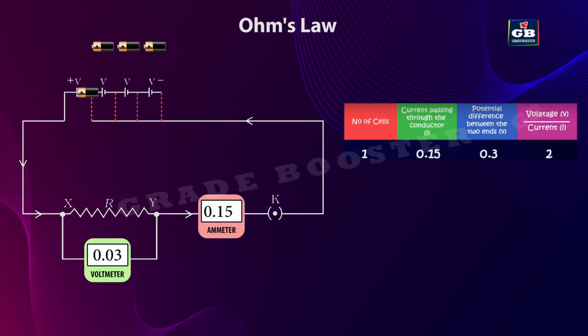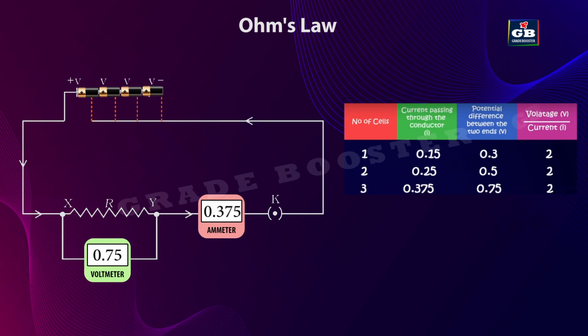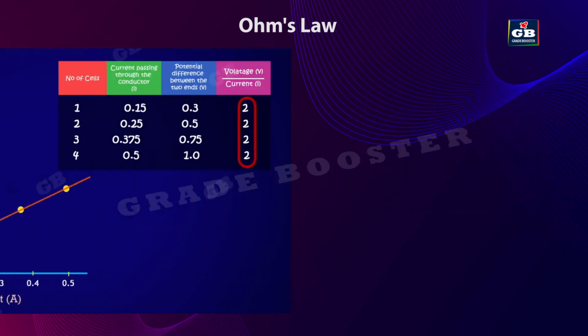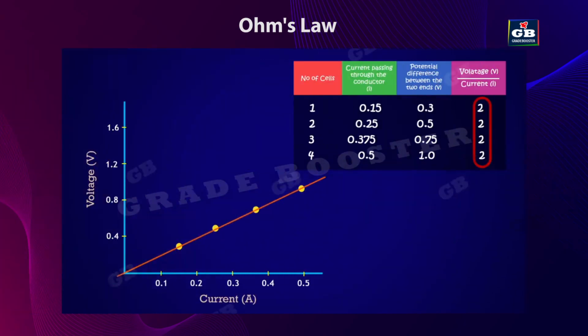Now, let us add one more cell to the battery and note down the readings. Take the readings with 3 cells and next with 4 cells. Now let us observe the table and the values recorded. Now plot these values on a graph having current flow on the x-axis and potential difference or voltage on the y-axis.